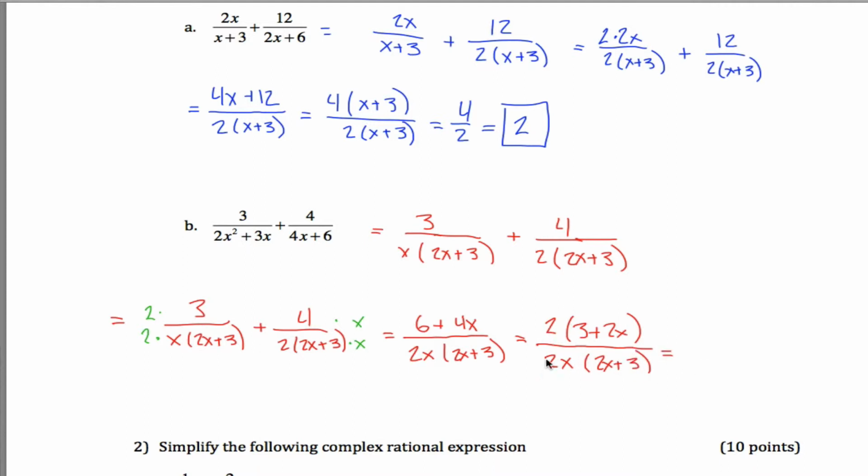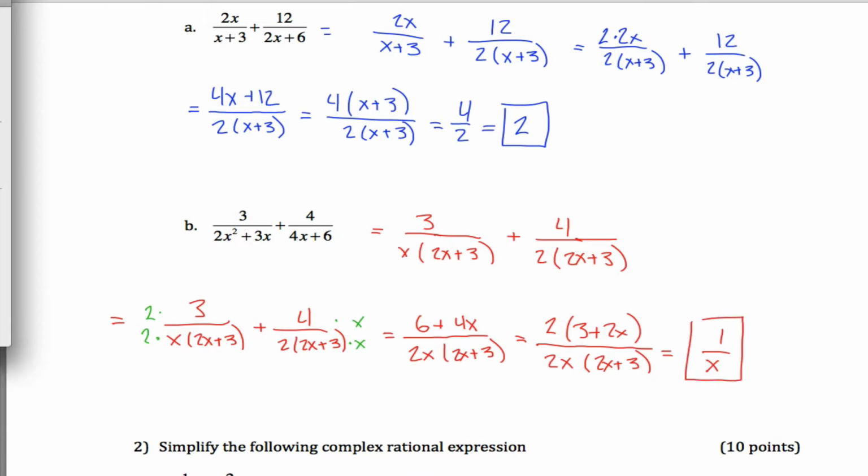You might notice that you have a 2 on the top and the bottom and try to cancel those out. You can, that works. These look really similar. In fact, they are the exact same. 3 plus 2x is the same as 2x plus 3. Just like 5 plus 7 is the same as 7 plus 5. Addition is commutative. This is the same as this. I can cancel these 2 out. 2 is the same as 2. I can cancel those out. And I get 1 over x is my final answer.